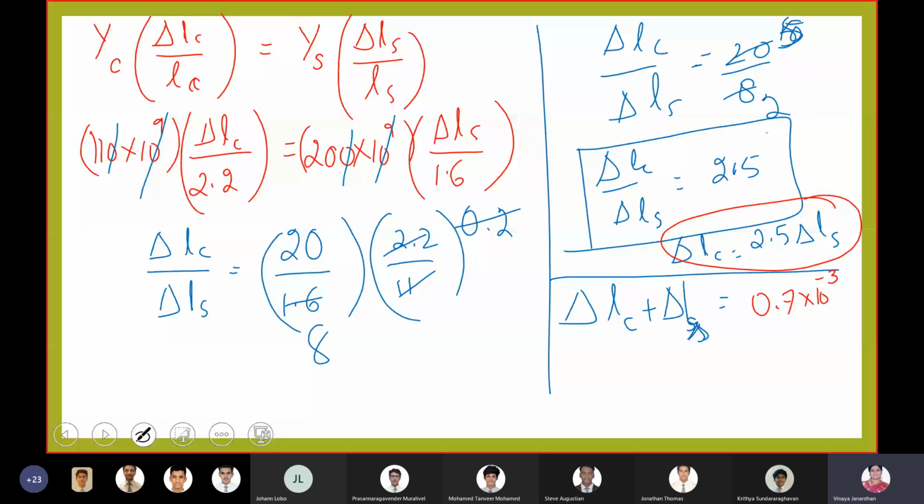Now can you substitute for delta Lc and get delta Ls? First, substitute for delta Lc in terms of delta Ls. Can you get me the value of delta Ls? Ma'am, I got 2 into 10 raised to minus 4 meters. Okay. Can you check for the other one, delta Lc also?